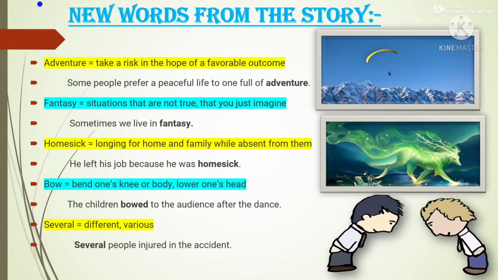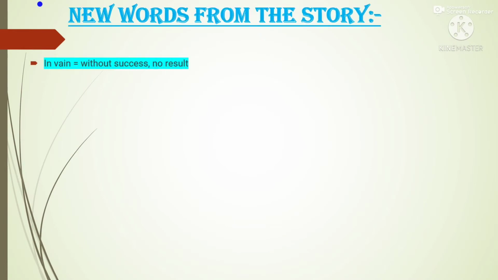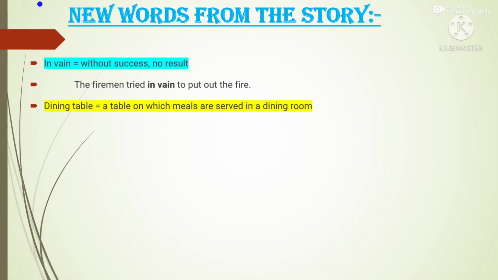Several people were injured in the accident. Okay. Next is in vain means without success, no result. The fireman tried in vain to put out the fire. That means the fireman tried so much, but he was not able to put out the fire. Okay, that is in vain.